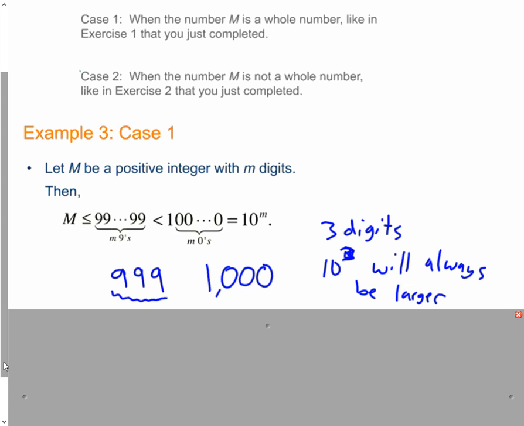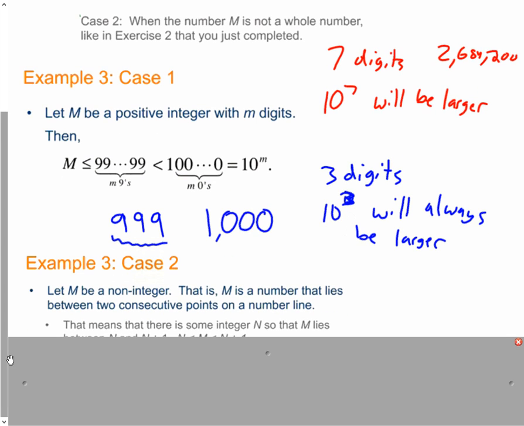Let's use green here. If you had a 7-digit number, for instance, 2,684,200. 7 digits. If you do 10 to the 7th power, it's always going to be bigger. Because it's 10 zeros and a 1, so it's going to be the smallest 8-digit number.